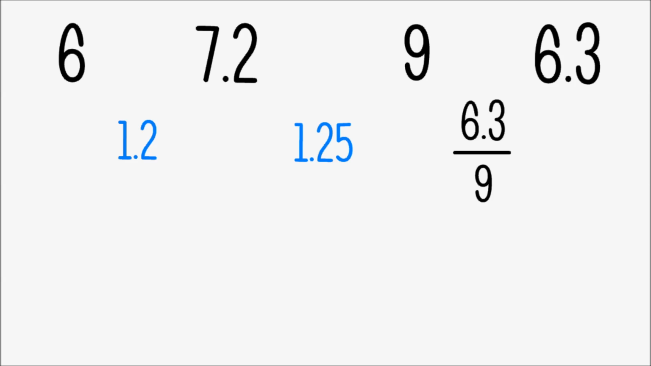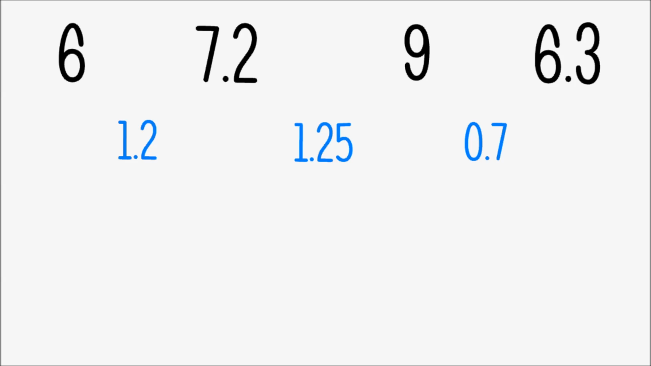During the first washing, the material has stretched by a factor of 7.2 divided by 6, i.e. 1.2. During the second washing, the material went from 7.2 to 9, so the stretch factor is 1.25. And on the third washing, the width changed by a factor of 6.3 divided by 9, which is 0.7.